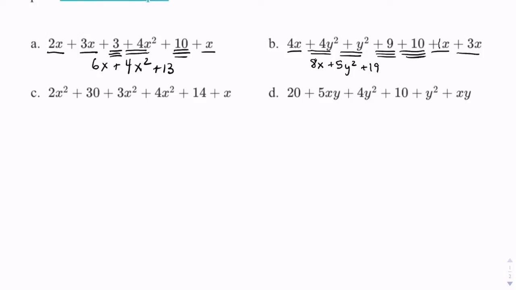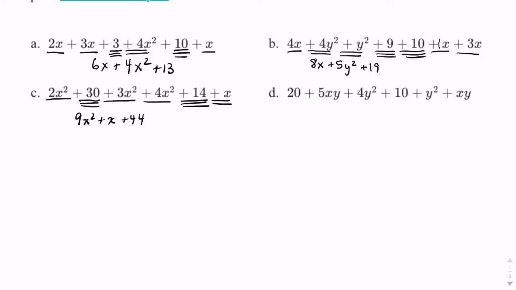Okay, for C, I have 2x squared. I have a plus 3x squared. I have plus 4x squared. That's all my x squareds. So I have 2 plus 3 is 5, 5 plus 4 is 9x squared. Then I see this lone x over there. I'm going to take that, plus x. And then I have plus 30, plus 14. That's 30 plus 14 is 44.